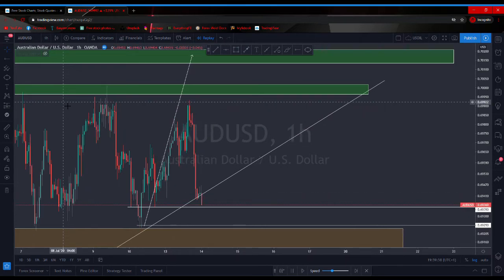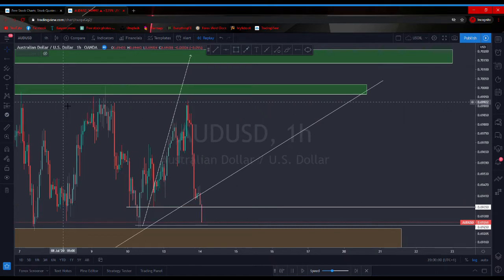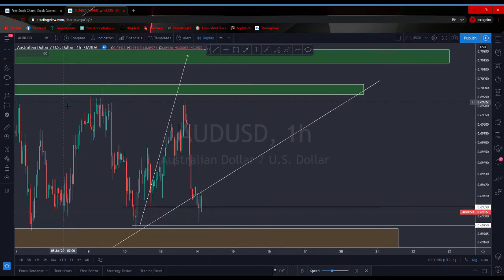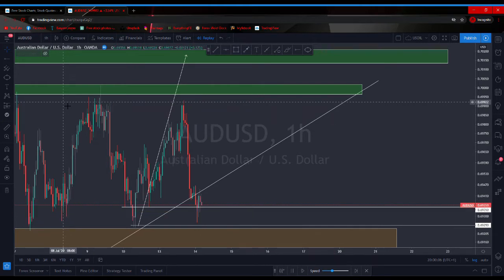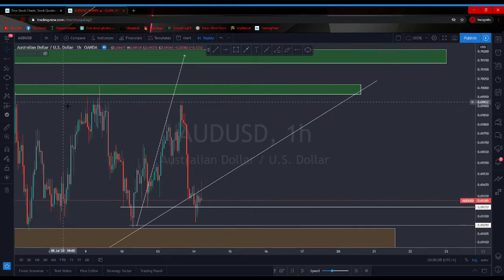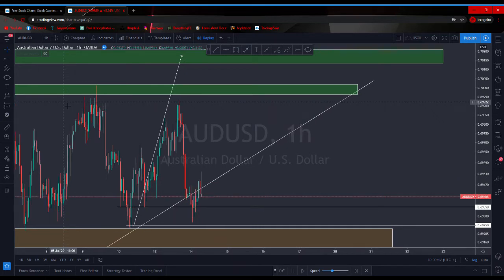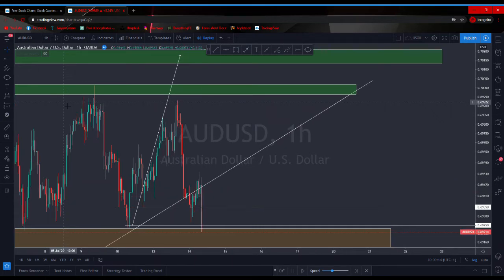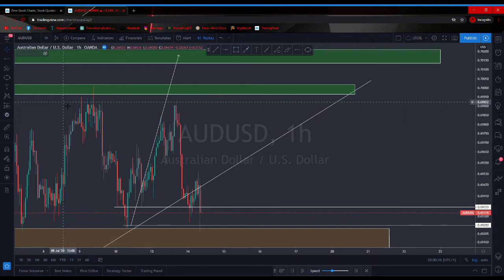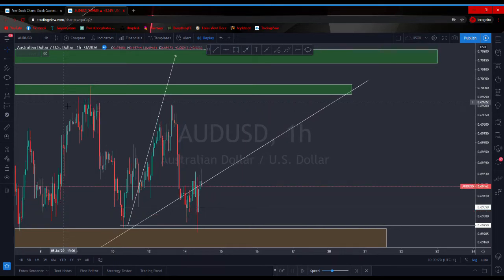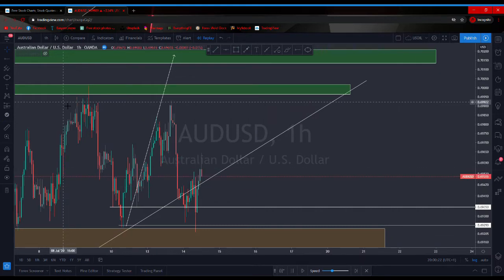Big drop, big drop. Unfortunately, this is where the scalpers might have been taken out. It does drop back into that orange zone for a brief moment, which we will see in a second. There we go. So unfortunately, that's where traders got taken out. Those scalpers that were still holding through over the weekend got taken out.